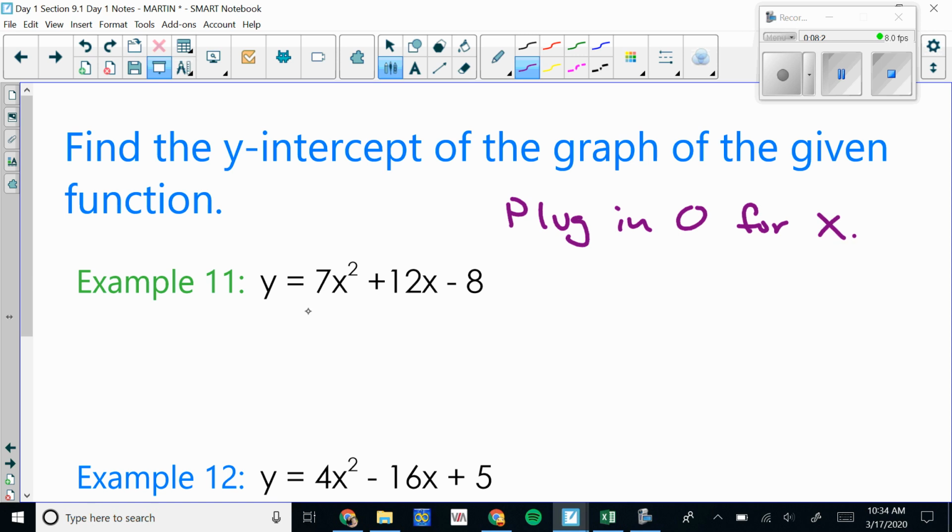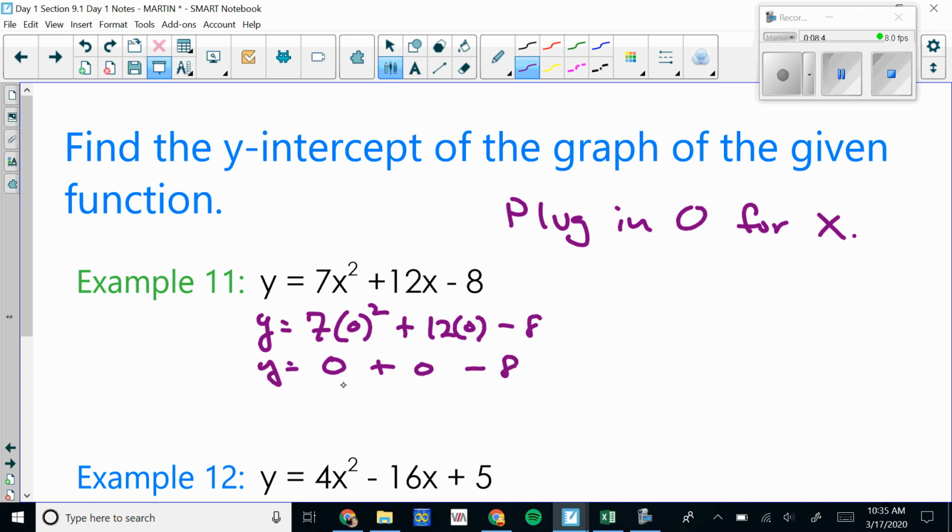So if I were to rewrite this, I'm just going to do it for this first one, and it should become easier after that. But if I plug in zeros for all these x's, this is going to all become 0. 0 squared is 0. 0 times 7 is 0. Plus 12 times 0 is 0. Minus 8. So y equals 0 plus 0 minus 8, or those cancel, and we're just left with negative 8. So y equals negative 8.